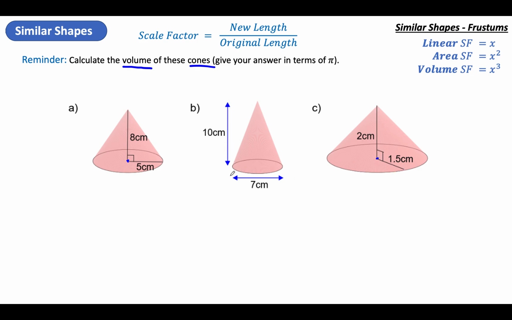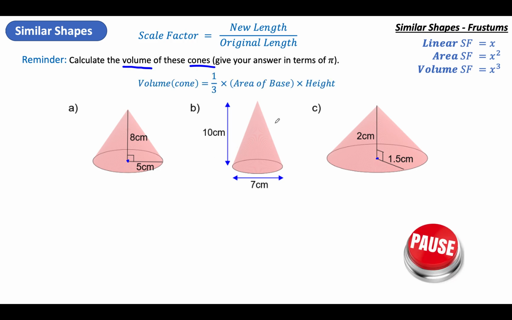Now that's because height is really important, because when you're working out the volume of a cone, it's a third times the area of the base times the height. So you need to find the area of the base first, so that's a circle. You then times it by the height and find a third of that, divide it by 3. Okay? Right. Pause the video, unpause when you've used that formula to find the volume of those 3 cones, please.